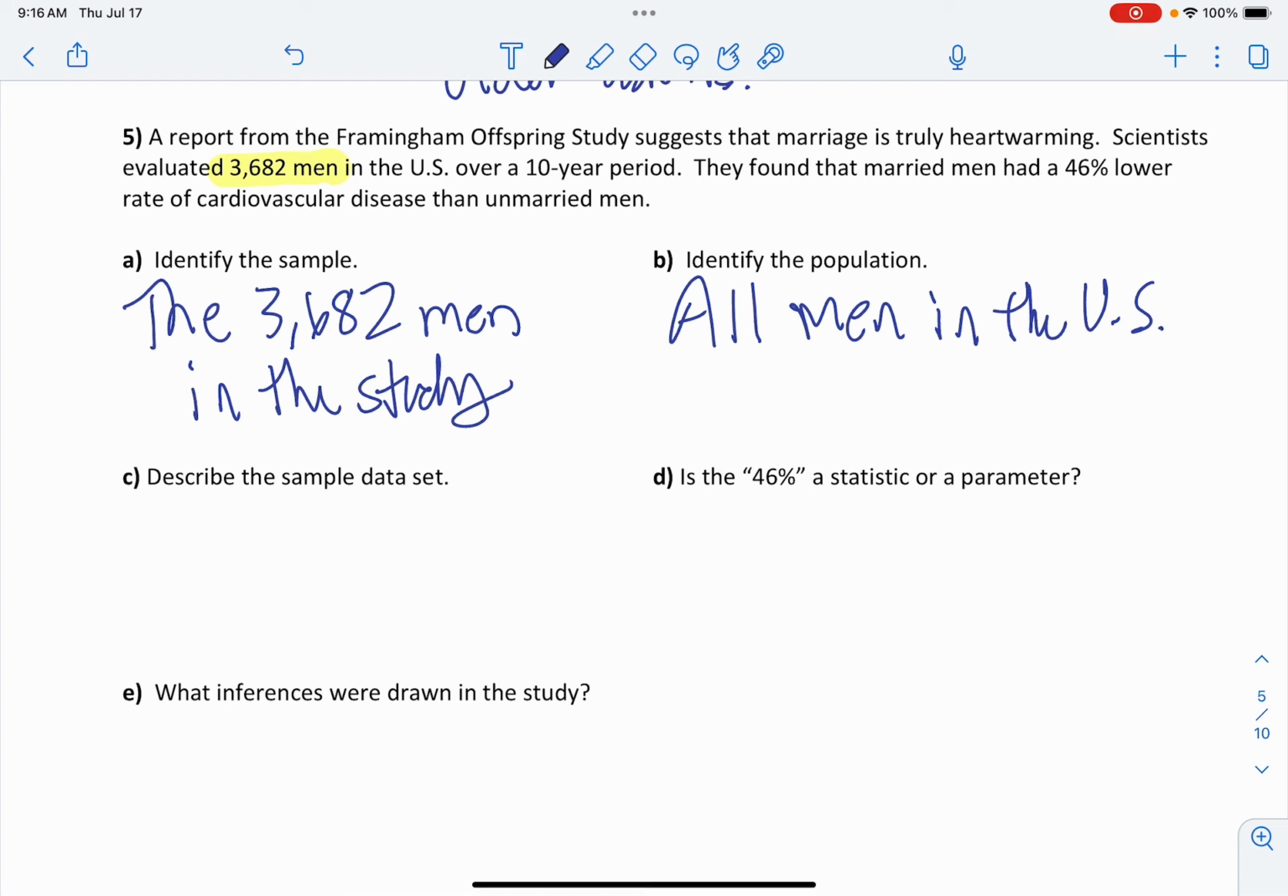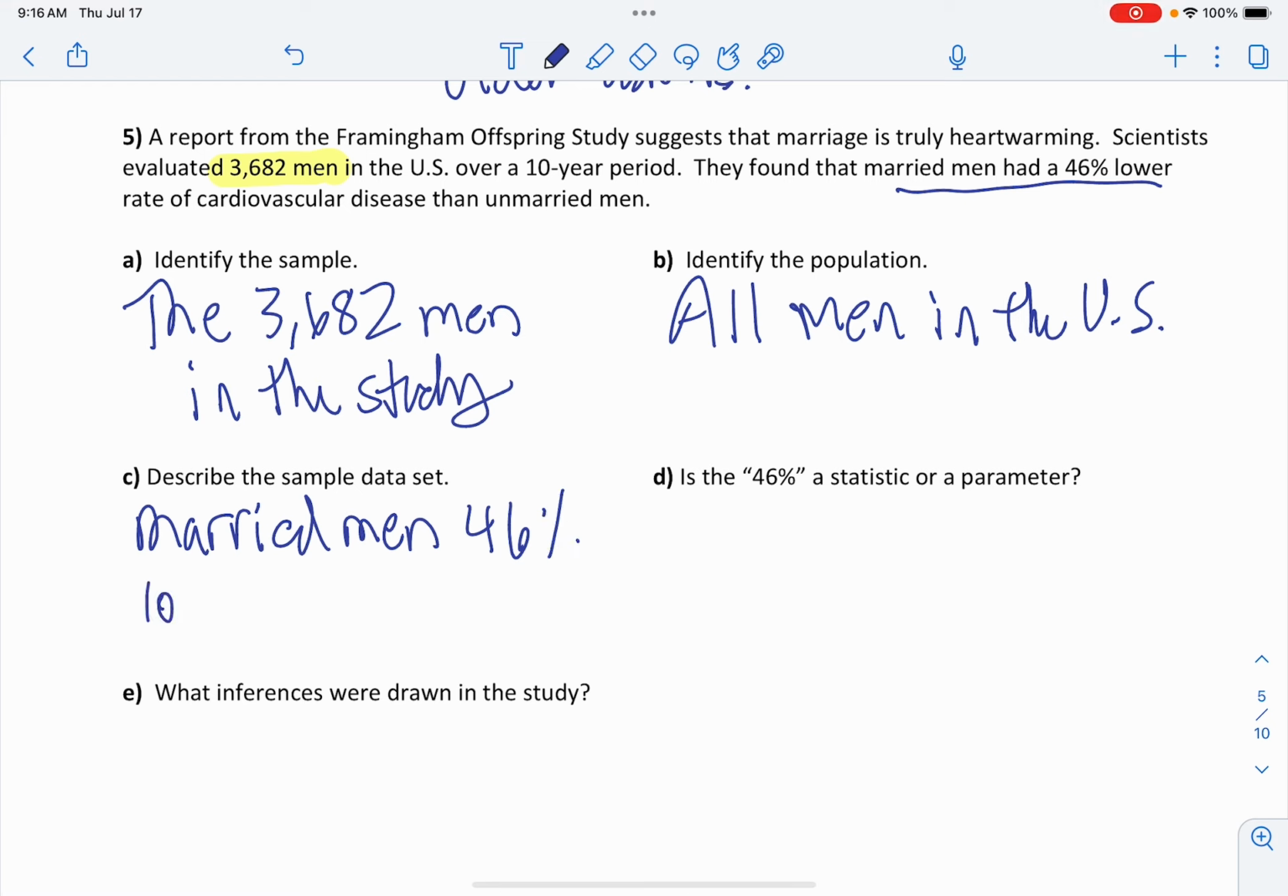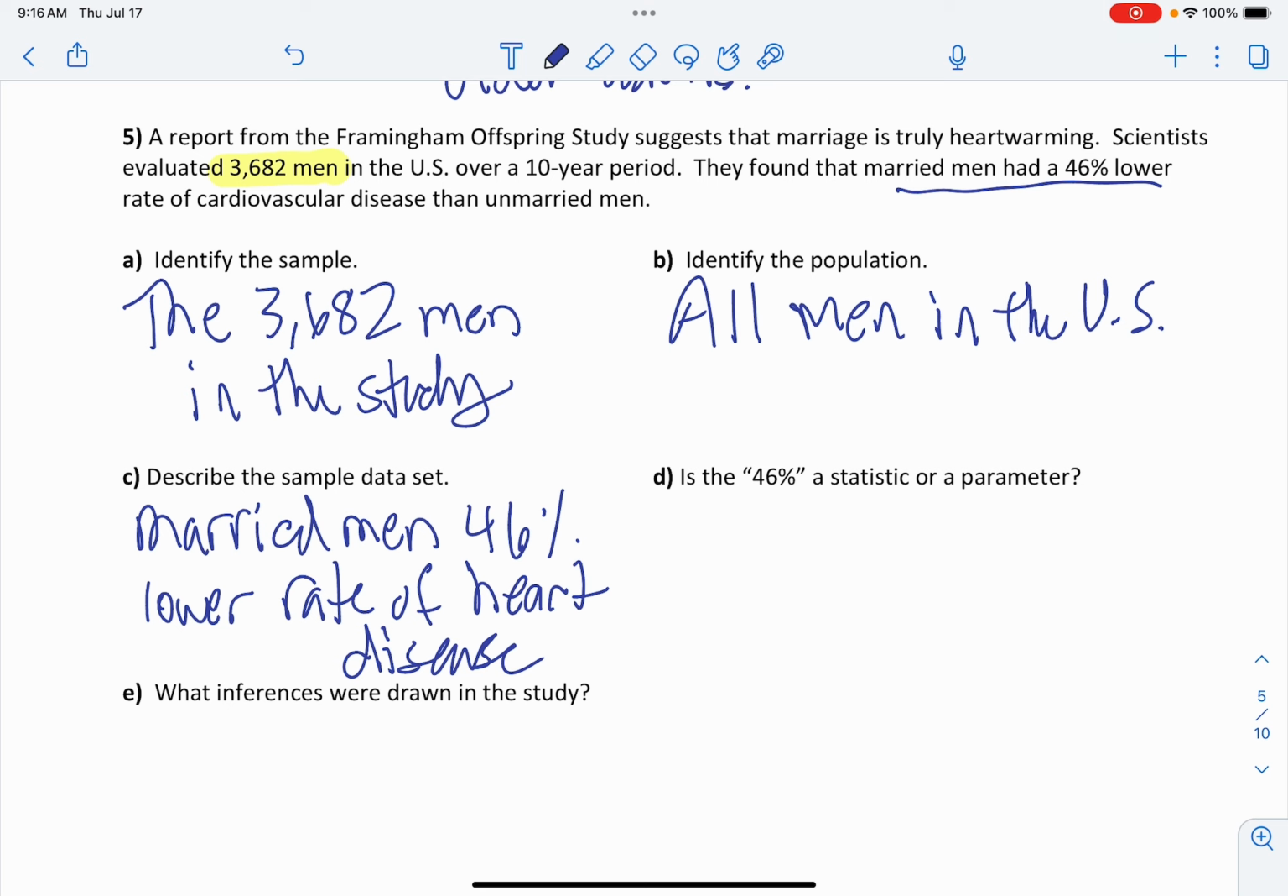Sample data set, what was found? Married men, 46% lower rate of cardiovascular disease, right? So, married men, 46% lower rate of heart disease, something like that. Right. Is that 46% a statistic or a parameter? Well, it's based off of that sample, so it's got to be a statistic.